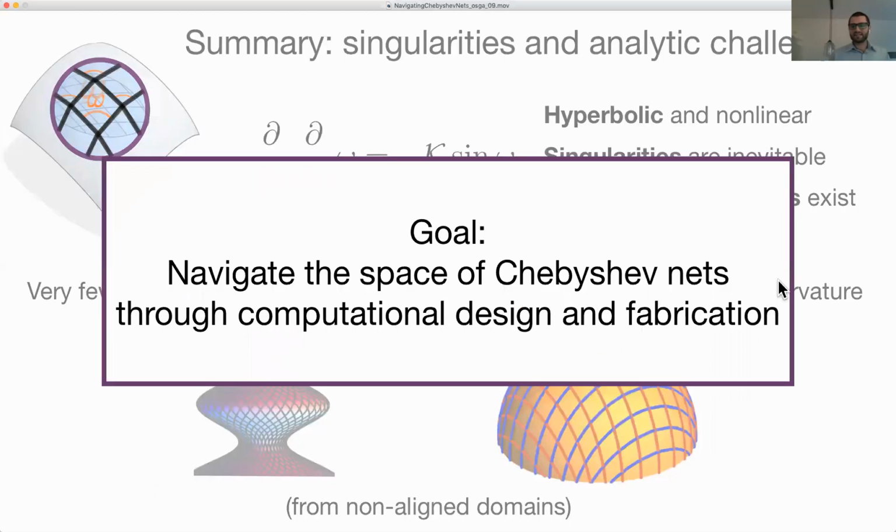And so the idea is, it's very challenging to know from an analytic perspective that I can go sort of 3 epsilon in this, epsilon in that direction, but only 2 epsilon in this other direction. And so therefore, the goal and the idea is instead to navigate this space through computational design and fabrication, really with applications in mind.